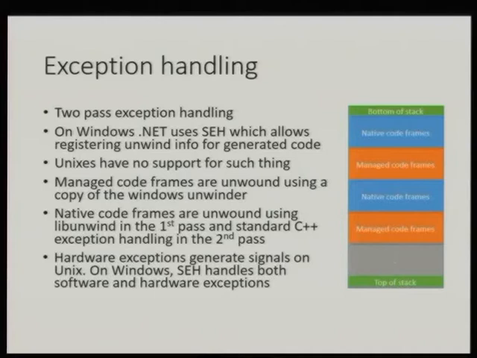starts a second pass. And in the second pass, it walks the stack again, but now it destroys all the objects on the stack, calls their destructors in C++, until it gets to the place where the exception is handled, and it reclaims the stack. So basically, when the exception is handled, say if it was in this frame, then all of this part of the stack is gone.